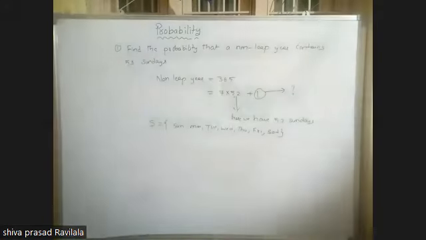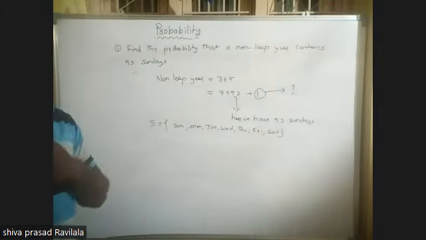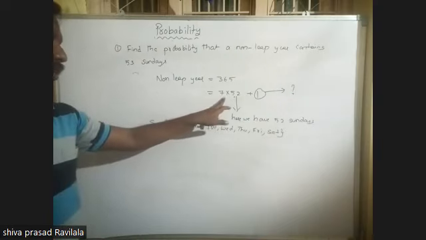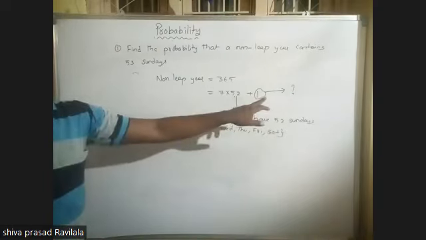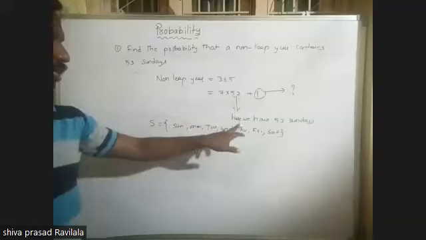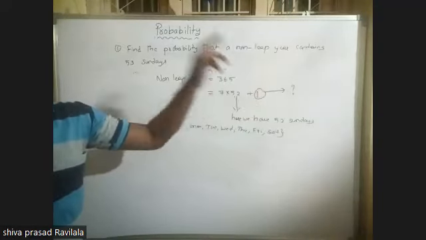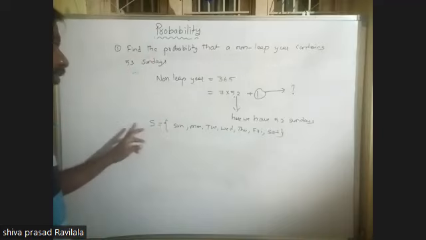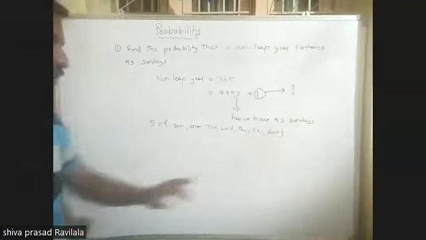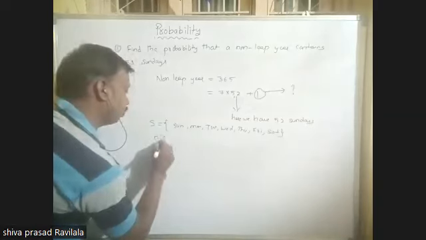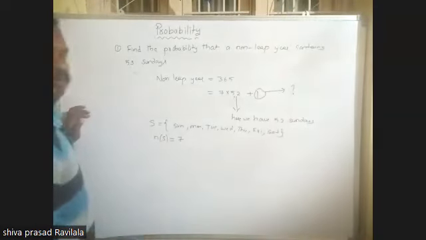And observe here, a non-leap year. A non-leap year means it contains 365 days. Therefore, 7 into 52 weeks plus 1 day extra. In these 52 weeks, we should get 52 Sundays. That one day may be Sunday, Monday, Tuesday, any one of these 7 days. That's why the sample space contains these 7. Here, write down that N of S is equal to 7.